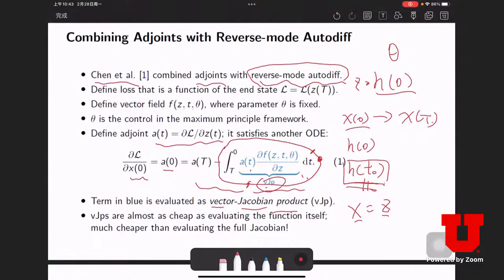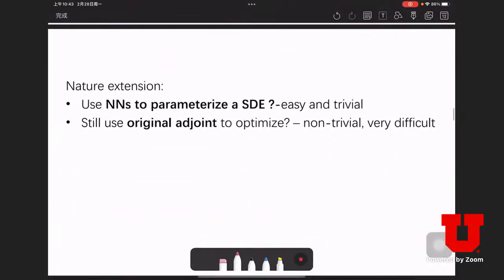Yeah, sure. And here we're just talking about the neural ODE and the SDE and the adjoint method. The natural extension is, as we can use the neural network to parameterize the ODE, can we just use the neural network to parameterize the SDE? I mean, the diffusion function and the drift function. Of course, this extension is very easy and trivial. And can we still use the original adjoint method to optimize this? Actually, this part is non-trivial and a bit difficult.